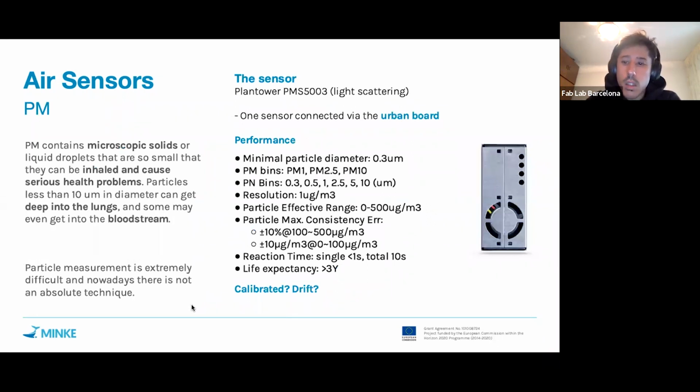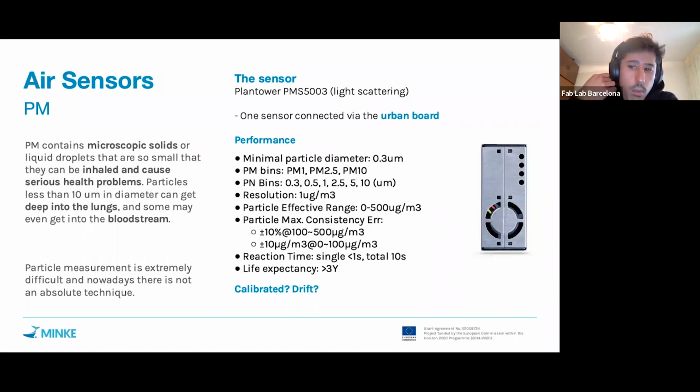Finally, probably the most interesting one of the sensors, probably more than the noise, is the particulate matter sensor, which is the one that we use as a proxy for air quality and air pollution, of course. What we're measuring here is the amount of solids, microscopic solids with different sizes. Of course, we all know that we can breathe and inhale all these particulates, and that can go deeply into our lungs and provoke different types of pathologies. Some of them can also go into the bloodstream.